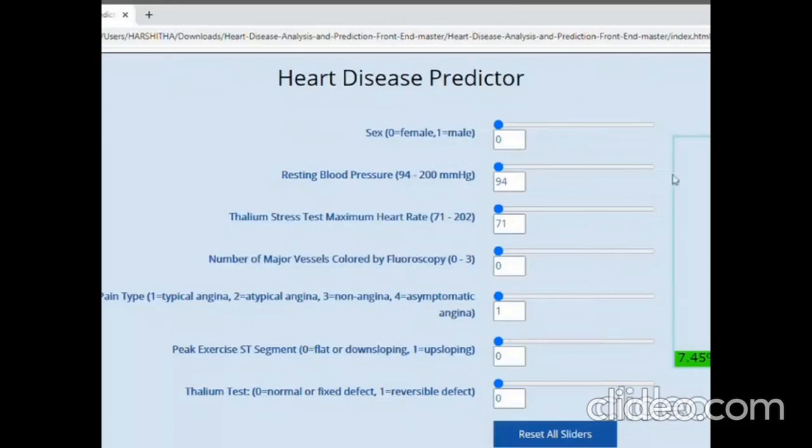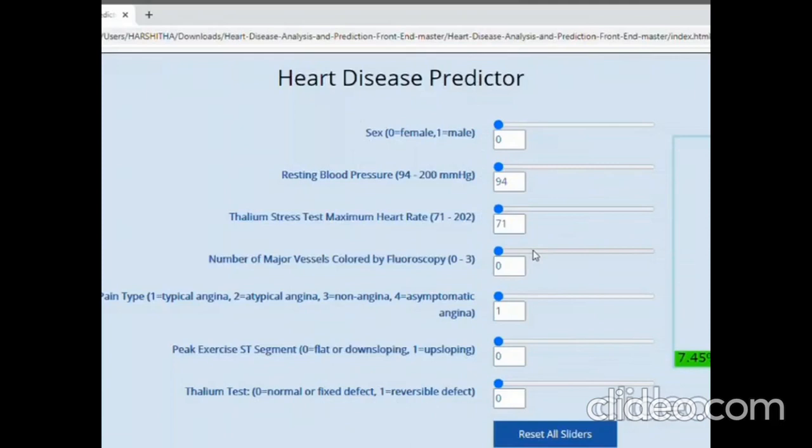This is the front end of our project. We have used HTML, CSS and JavaScript for the front end. We have a heart disease predictor which easily predicts the disease at an early stage with the help of all these attributes. The attributes are gender, blood pressure, thallium stress, number of major vessels, chest pain, peak exercise, ST segment, and thallium test. Using these attributes, we are going to predict whether we have a heart disease or not.